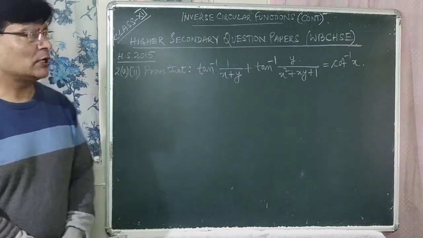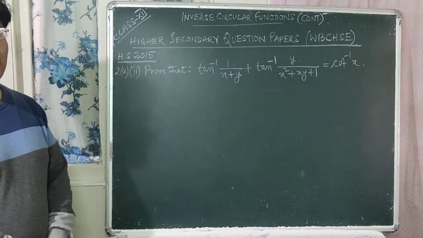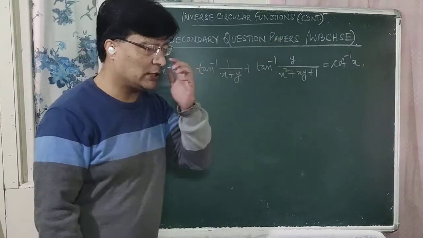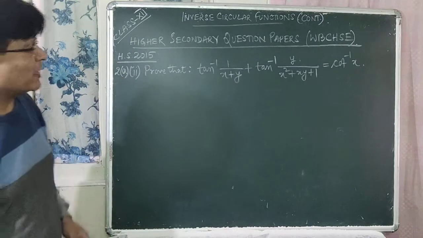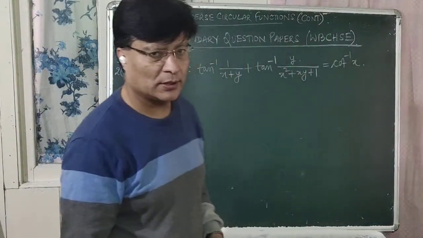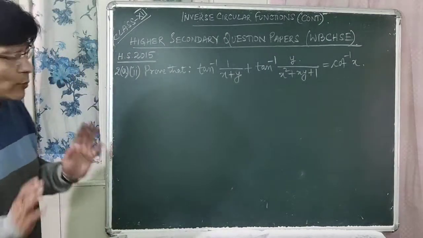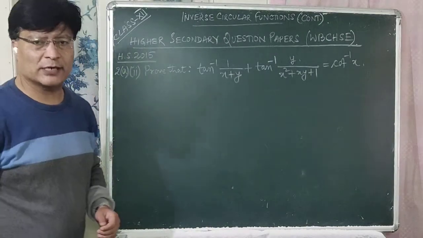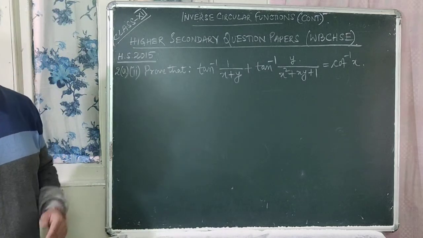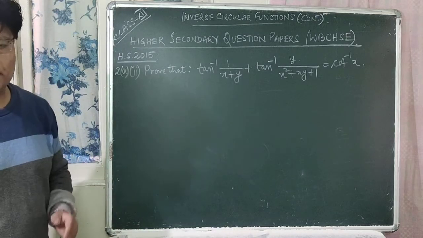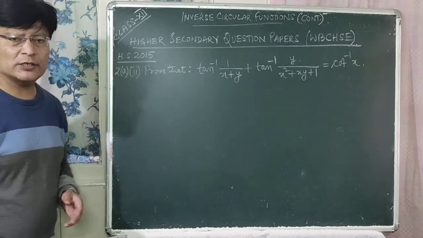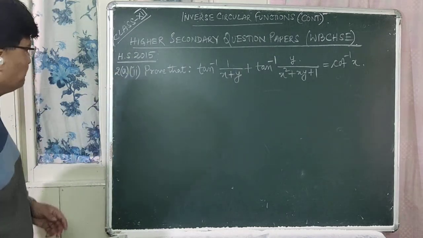Now today we will do questions from higher secondary question papers, that is WBCHSE, West Bengal Council of Higher Secondary Education. Is that clear? So we will do questions from higher secondary question papers. We have almost completed the problems from the book of XII. So this question is from HS 2015.